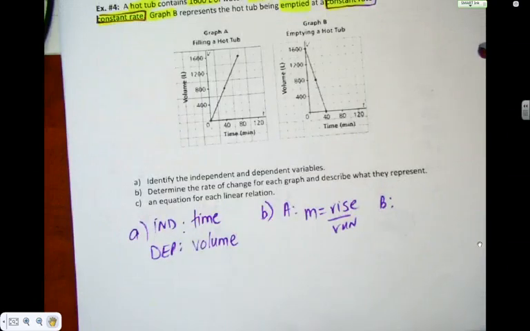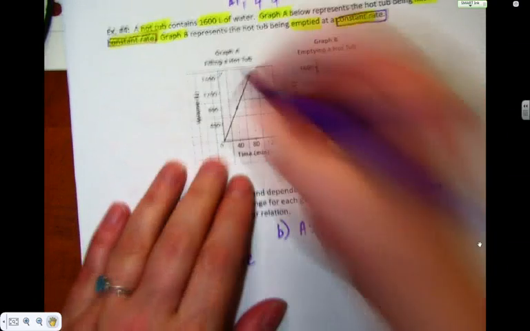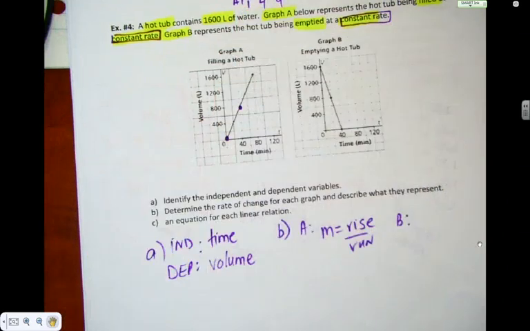How do we figure it? Well, we pick any 2 points on the graph. It doesn't matter which ones. I'm going to pick (0, 0), and I'm going to pick the one that's at 40.